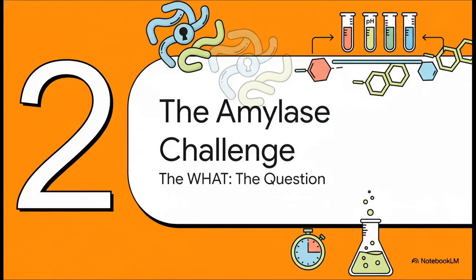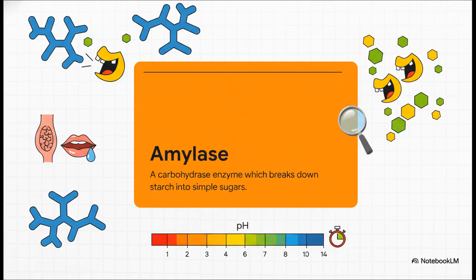Okay, so now that we've got the why sorted, let's focus on the what. What specific enzyme are we using, and what are we going to be testing? Our star player for this practical is an enzyme called amylase. It's a carbohydrase, which is just a fancy way of saying its job is to break down carbs. Its mission? To chop up massive starch molecules into little, simple sugars. Fun fact, you've got it in your saliva right now.